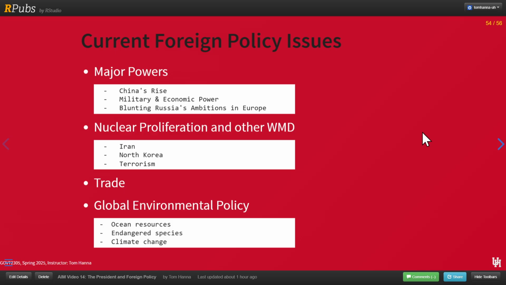Global environmental policy, we have issues with ocean resources. How are they going to be shared? Ocean resources, how can they be shared sustainably? How can we prevent them from turning into an area where everyone fighting for resources depletes the resources? Not just things like fishing resources, but also things like ocean mining, and keeping the oceans clean.